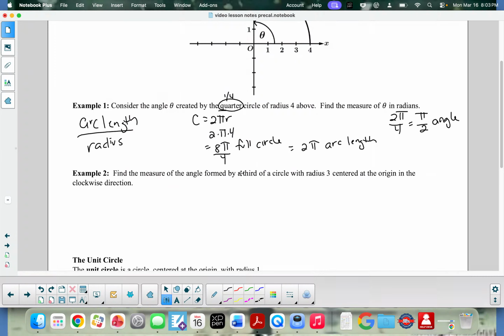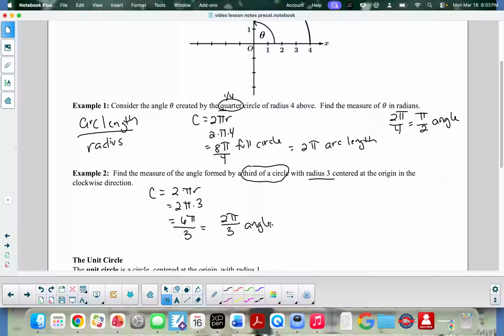Okay, so I want a third of a circle with a radius of 3. Start again with the full circumference, 2 pi r. It's 2 times pi times 3, which is 6 pi. I want a third of that, so that's 2 pi, right? And then I'm going to divide that by my radius, which is 3. And it's done. That's my angle.